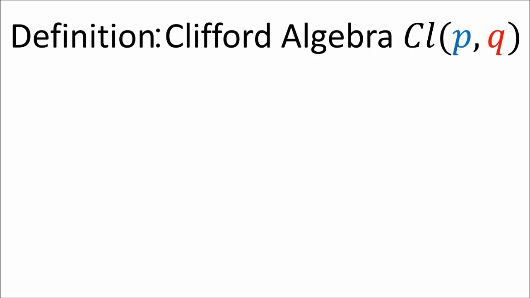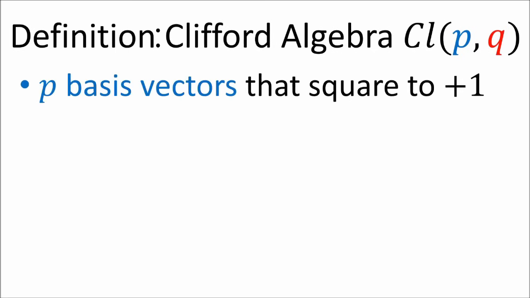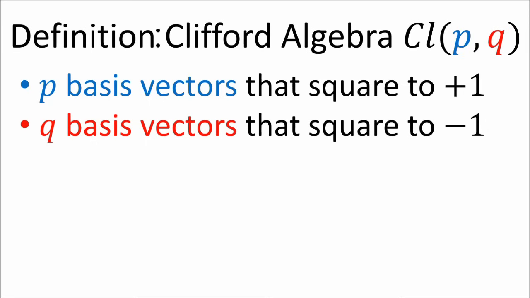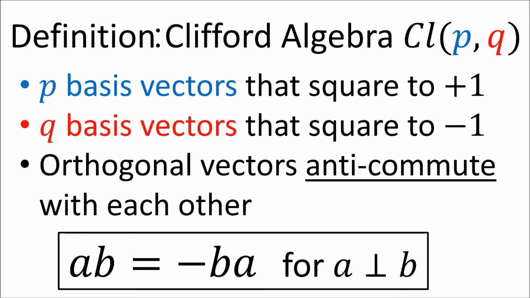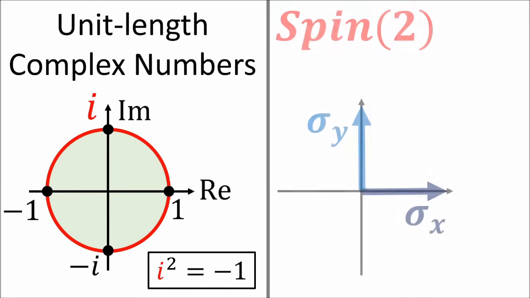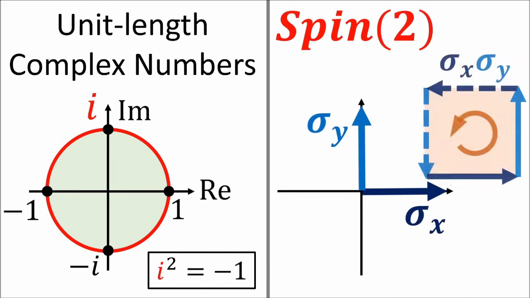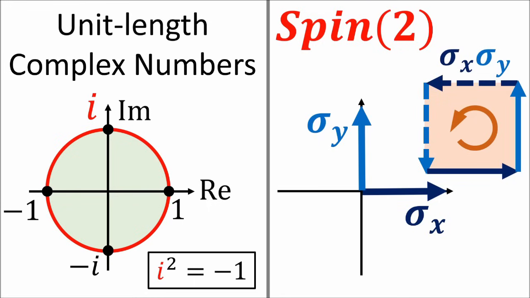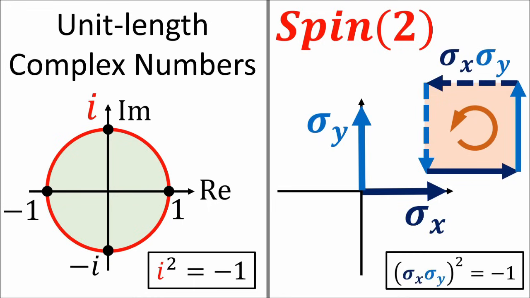We'll define spin groups using Clifford algebras, which are algebras where the basis vectors square to +1 or -1, and where orthogonal vectors anti-commute with each other. It turns out that it's better to view the complex i as the Clifford bivector sigma x sigma y, which represents a rotation in the xy plane.